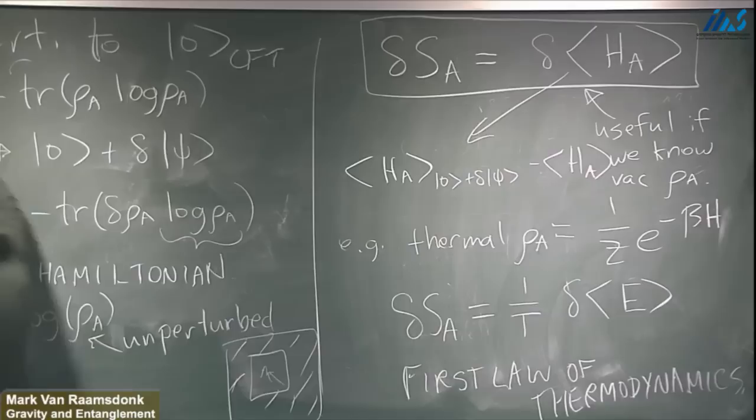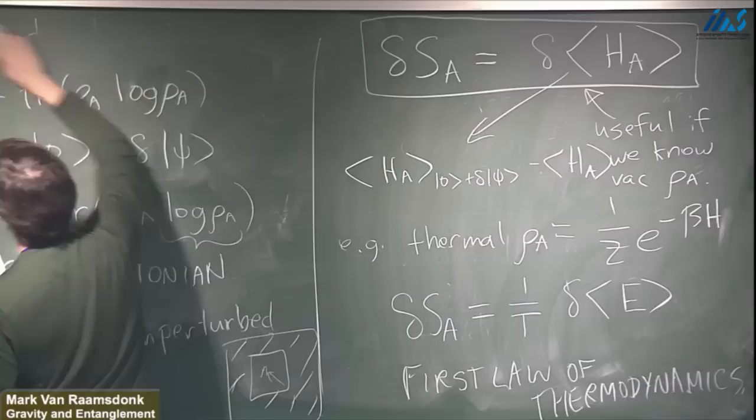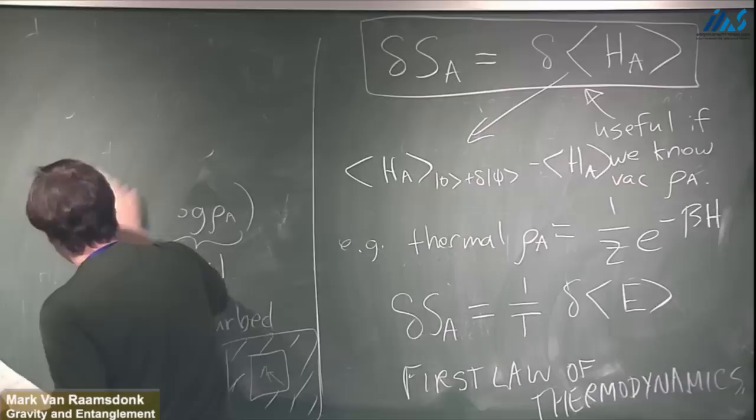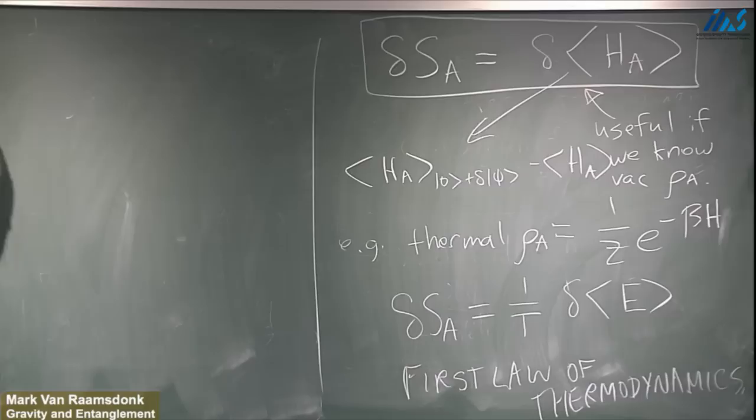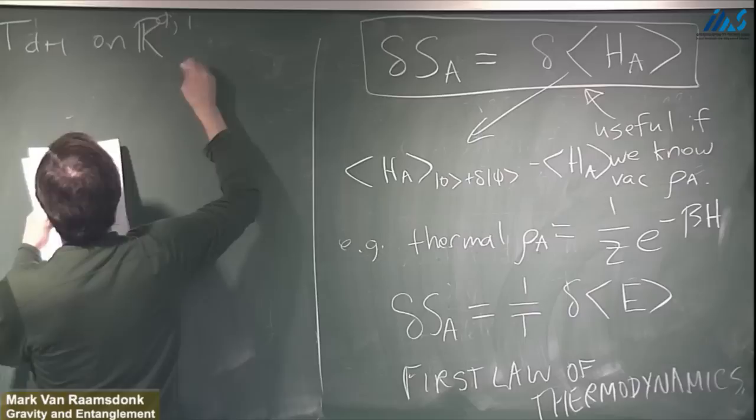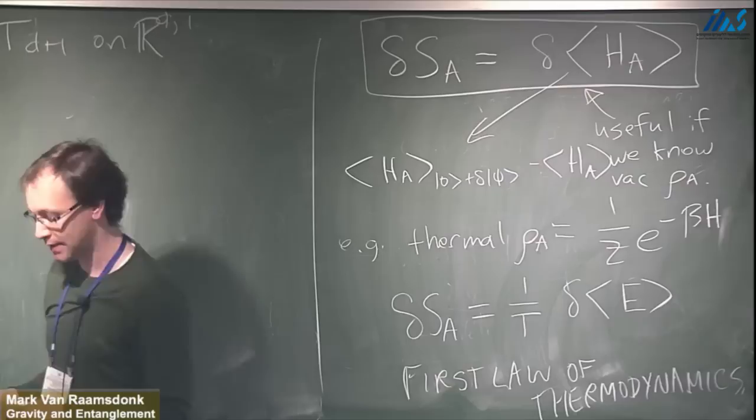Okay, so this is basically the example that we're going to use. I'm now going to specialize everything that was completely general. I'm now going to specialize to conformal field theory. And we're going to start out in the vacuum state, and A is going to be a ball-shaped region.